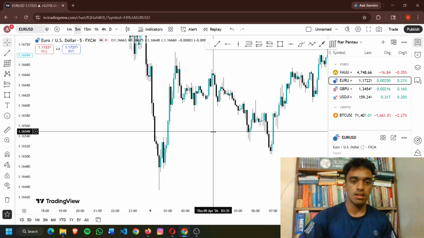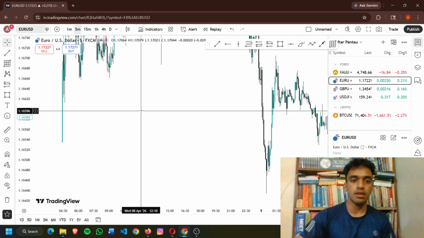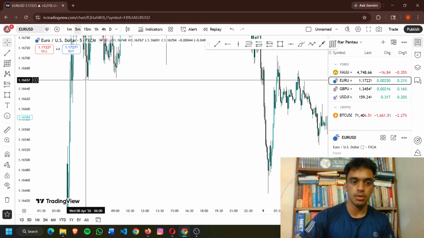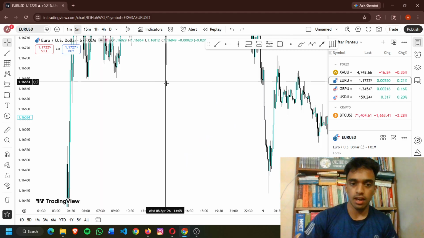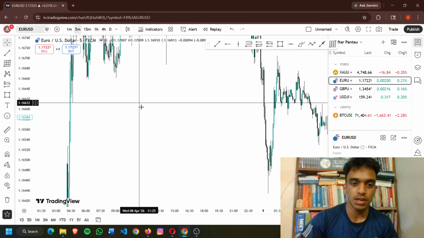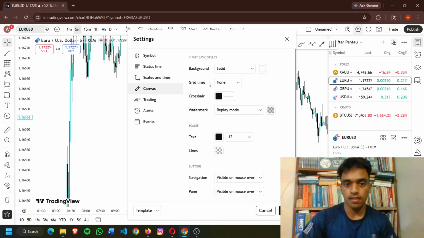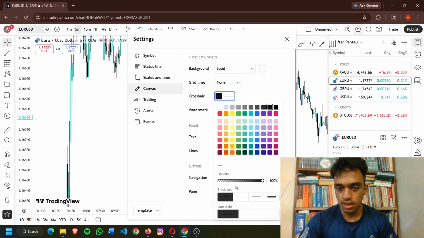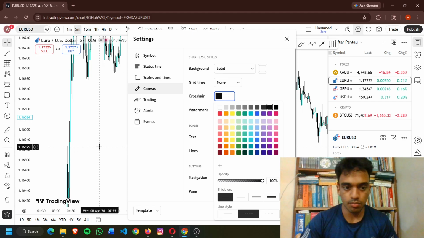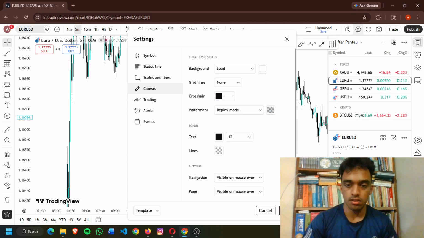So let's look for a liquidity sweep and see if things respected. Okay, this is a liquidity sweep, right? Like I have this crosshair. If you guys ever want this, see my crosshair, the line is there. So right click, settings, and then crosshair. You will have this, most probably. So you change it to the line, and you get this.